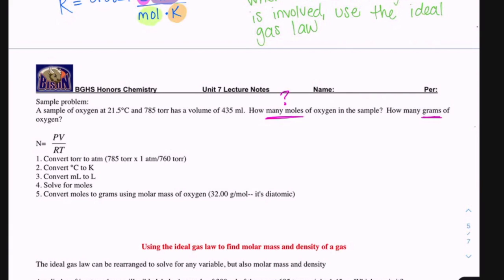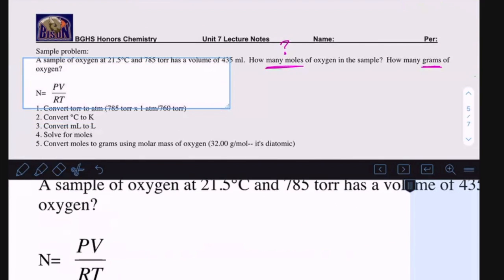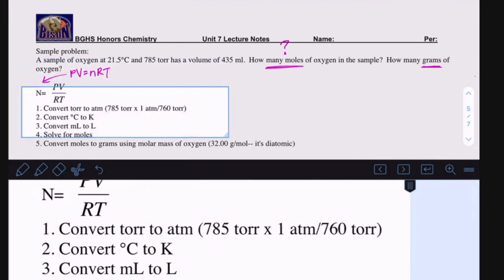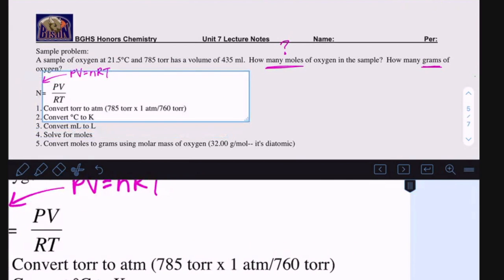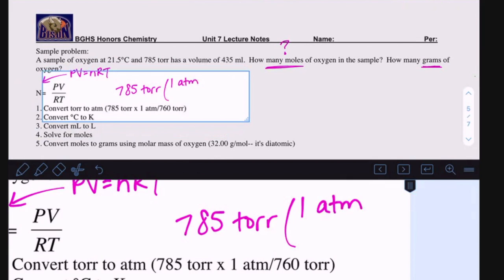Okay. So if we take a look over here, this is just rearranged, but we know that this is "Pivnert," PV equals nRT, just rearranged to solve for n. So let's walk through the steps of how we're going to solve this. First it's saying convert torr to atmospheres, because we remember that we want pressure in the units of atmospheres. I'm just going to rewrite this because I don't like how it looks over there. So I'm going to say 785 torr, and then I'm going to use my conversion, because I know that one atmosphere, as Aaron told me earlier, is the same as 760 torr.